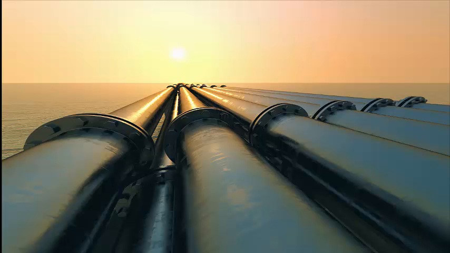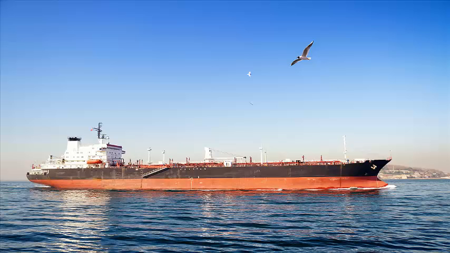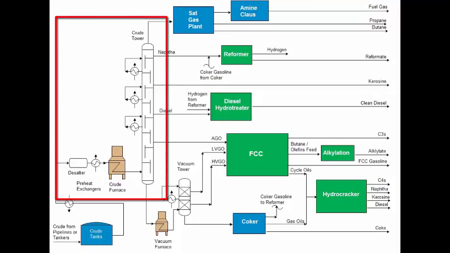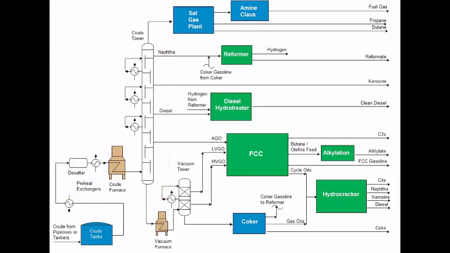Crude oil arrives via pipeline or tanker. The first unit in a refinery is always a crude unit, which separates the crude oil by boiling point through a unit operation called distillation. The vacuum distillation unit is simply an extension of the crude unit. It performs an additional distillation, but this time under vacuum.